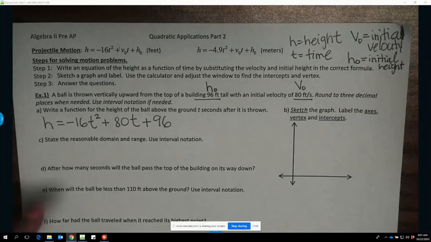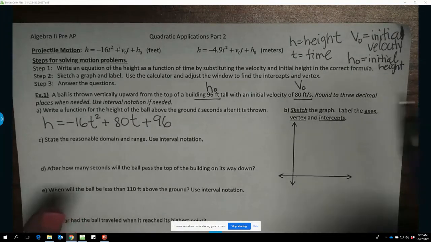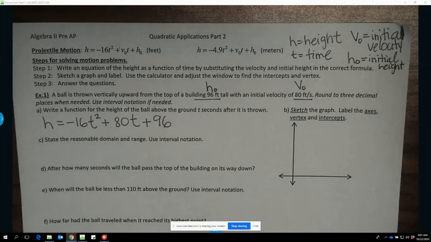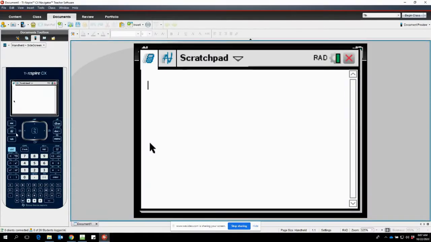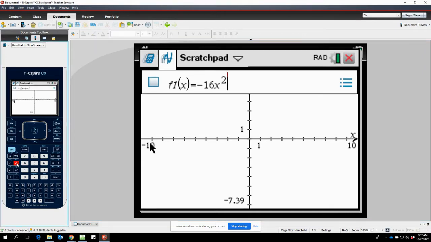So step 1, write the equation. We've done that. Next, letter B, you need to sketch the graph, label the axes, vertices, and intercepts. So we're on step 2. Use your calculator to graph that, find a good window, and you can find all the information that you need. We're going to go to a graph and graph -16. Now, don't put t squared. You're going to use x squared, because that's what the calculator uses for your function x. So -16x squared plus 80x plus 96.